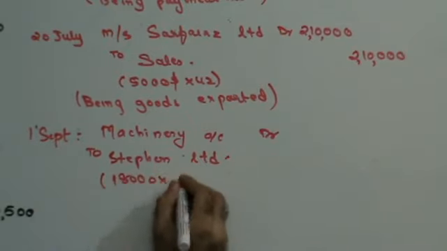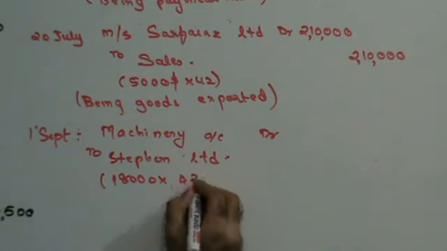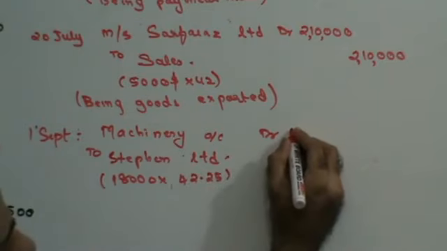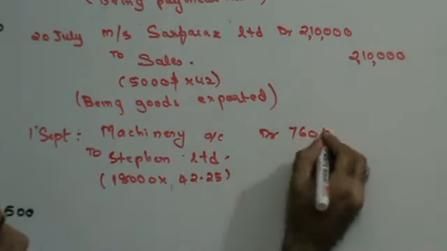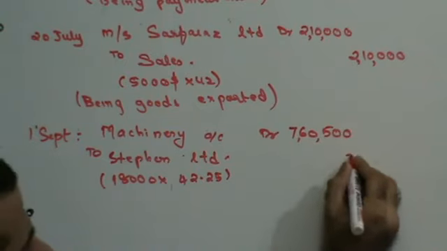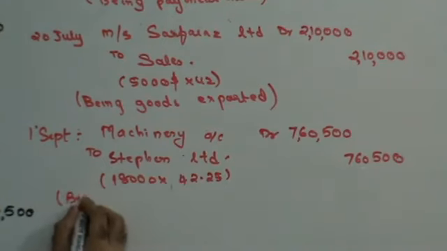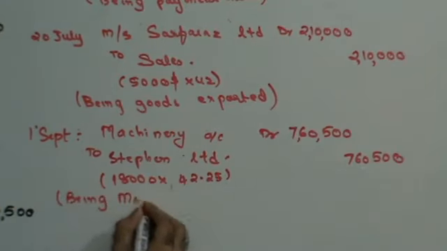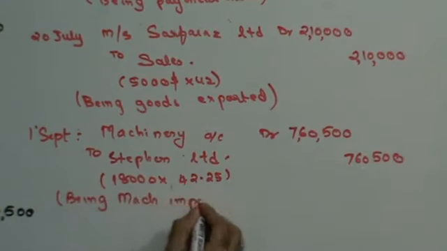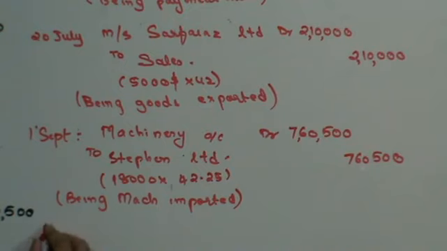$18,000 and 42.25. How much is that? So 7,60,500. Machinery account debit to Stephen Limited 7,60,500, being machinery imported. Right, 1st September. Now the payment was made on 1st October.